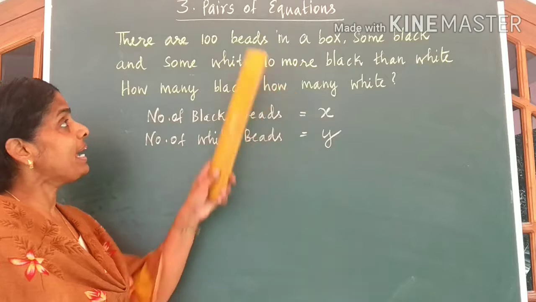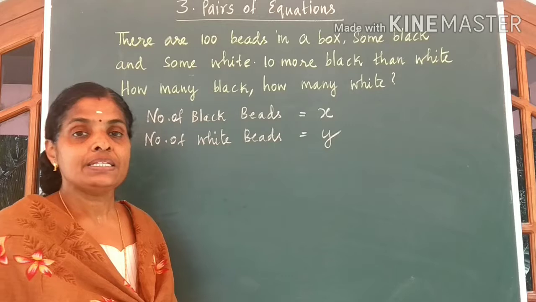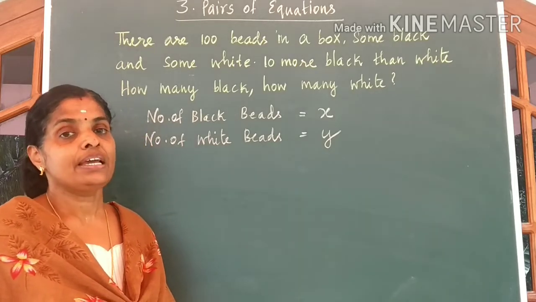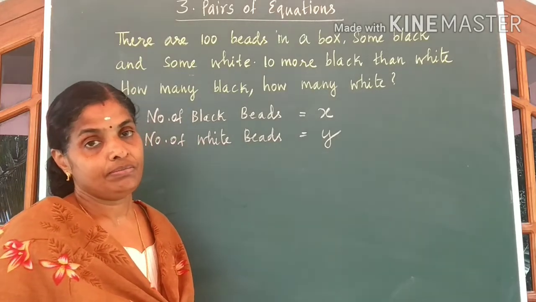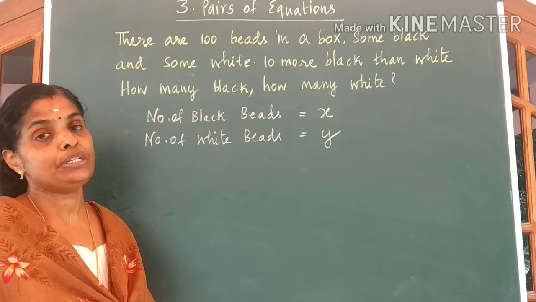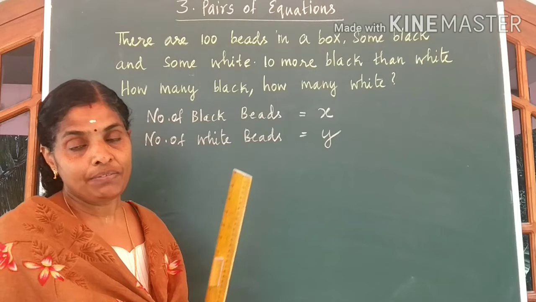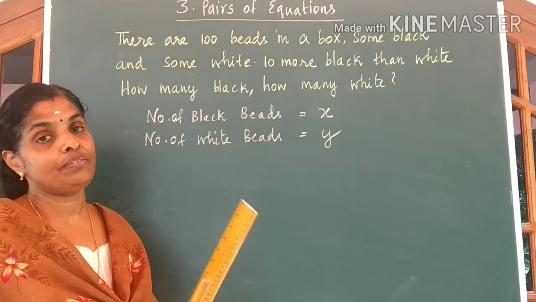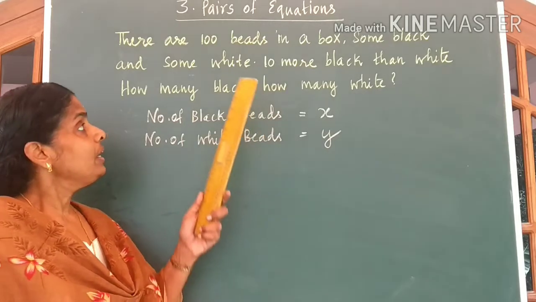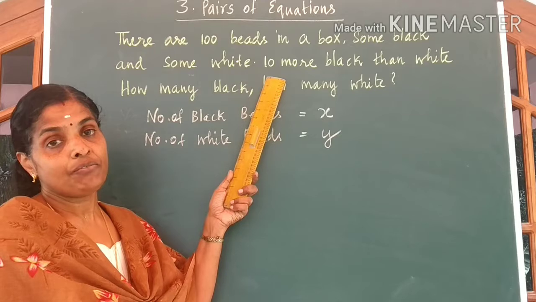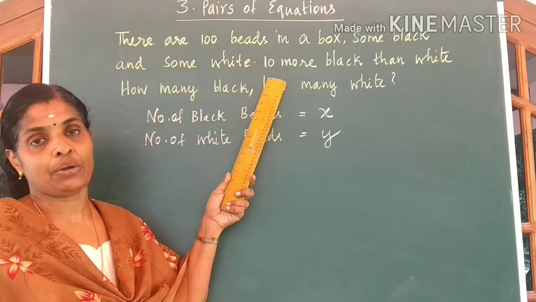Our chapter: Pairs of Equations. In 8th standard, you have studied about simple equations, that is, equations involving one variable of degree 1. Now we are going to discuss pairs of equations, that is, equations involving two variables of first degree. Using the given conditions, we frame two equations and then solve those two equations.